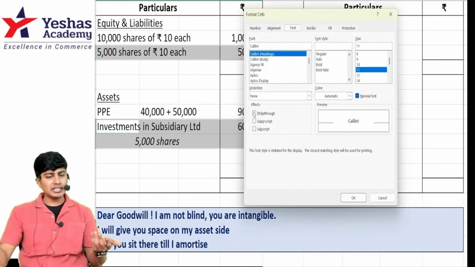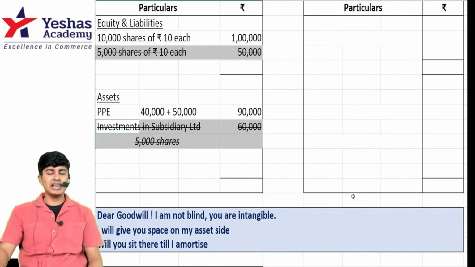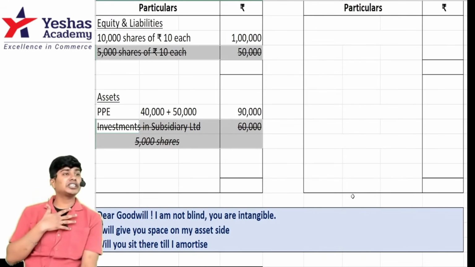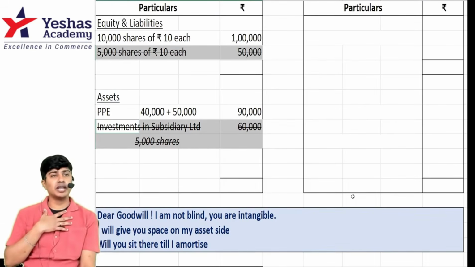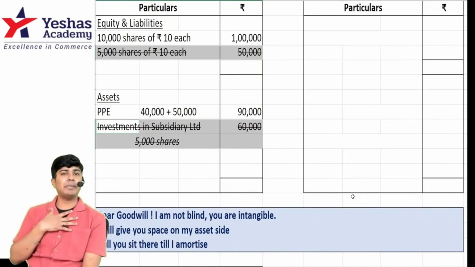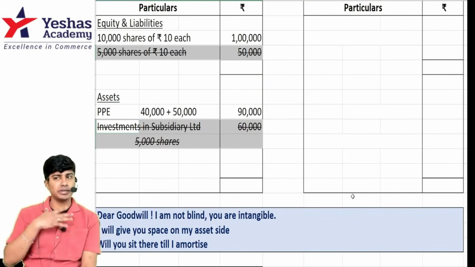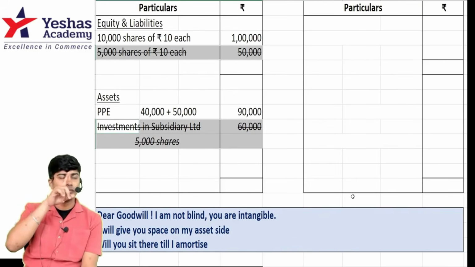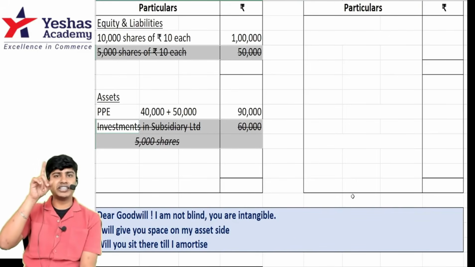My investment is their share capital. So I'll eliminate my investment against their share capital. I'll eliminate investment in the balance sheet asset side of the holding company against the share capital balance sheet liability side of the subsidiary company. I'll repeat: I'll eliminate investment on the asset side of the holding company with the share capital on the liability side of the subsidiary company.